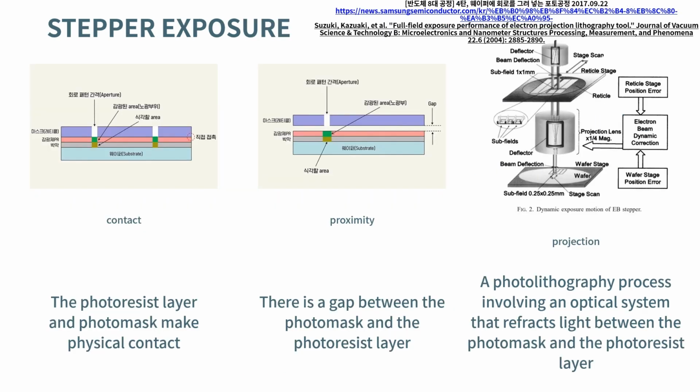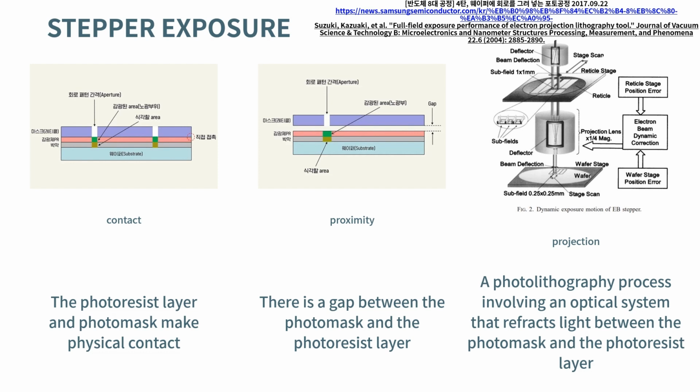Next is exposure, which is a process of selectively illuminating a wafer by passing light through a mask containing a circuit pattern. Exposure can be broadly categorized into three main types. First, contact exposure. It involves physical contact of the photoresist layer with the mask for exposure. However, it has the drawback of potential defects due to dust or contamination caused by direct contact.